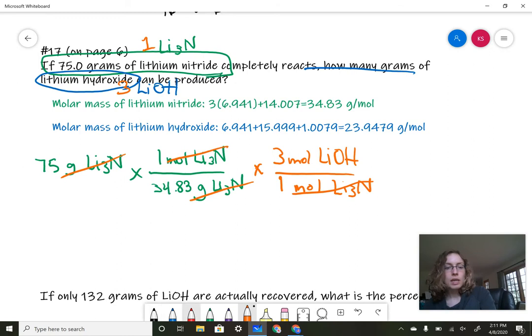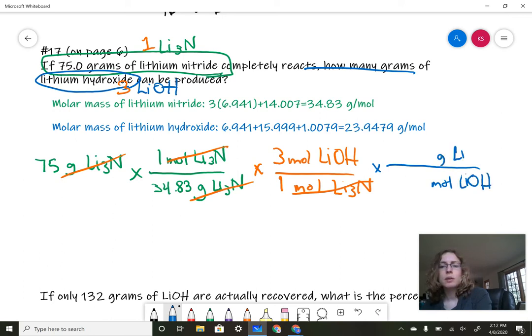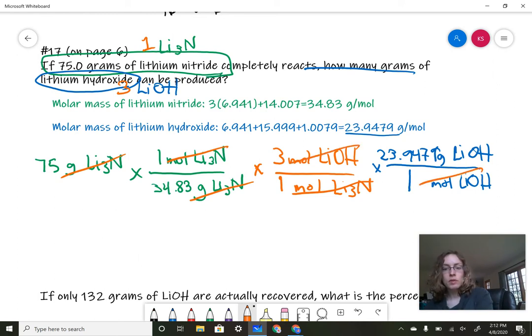And now I need to convert those moles of lithium hydroxide to grams. So this is where I use the molar mass: moles lithium hydroxide to grams. Notice how sometimes I just write out the units before I write the numbers. I find that helps me to keep everything straight as I go. So, 23.9479 grams of lithium hydroxide for every 1 mole. Those units cancel, moles of lithium hydroxide.